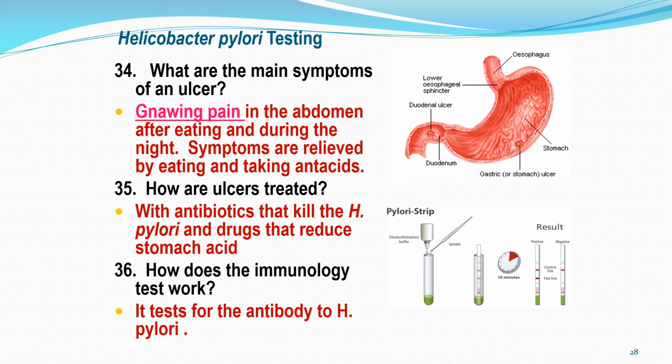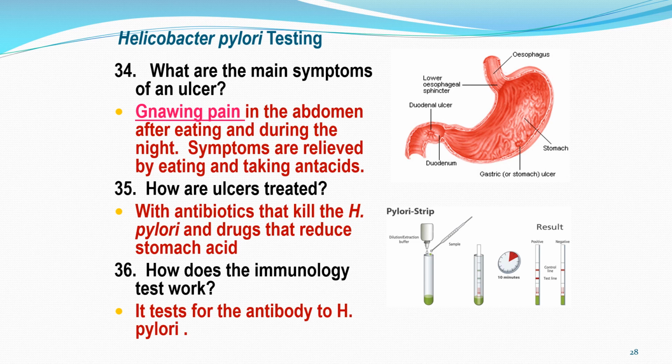So what are the symptoms of ulcer? You have this gnawing pain in the abdomen after eating and during the night. Symptoms are relieved by eating and taking antacids. Okay, so those are our symptoms. How do we treat it? How do they treat the ulcer? They give them antibiotics first that are going to kill the H. pylori, right? Because we've got to get rid of that. That's what's causing the problem. And then drugs that reduce stomach acid, and they may even give you something that helps coat your stomach, like Maalox or something of that nature.